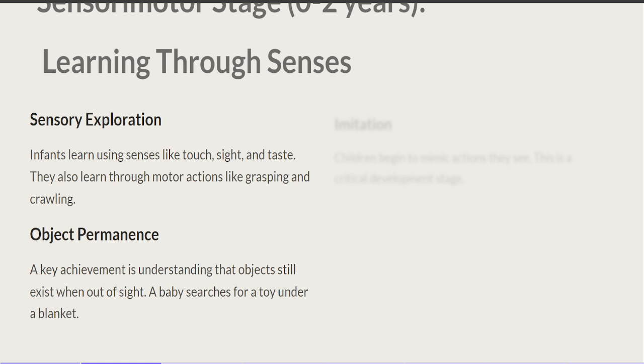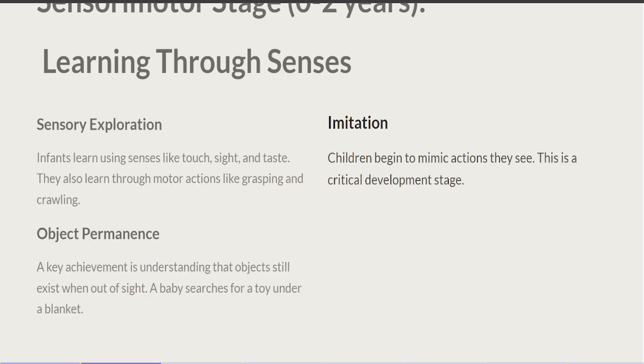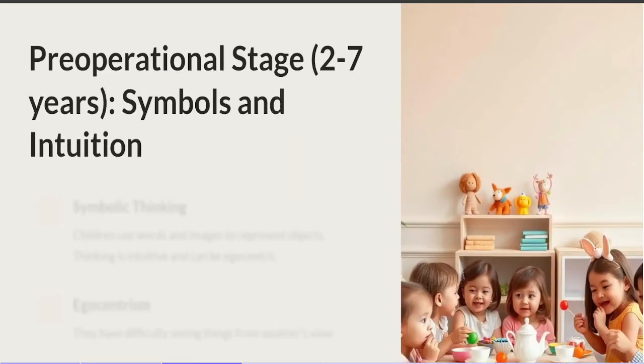Object permanence means a key achievement is understanding that objects still exist when out of sight. A baby searches for a toy under a blanket as well, right? And what is imitation? This is very easy and you must know about that. Children begin to mimic actions as they see them. This is a critical development stage.